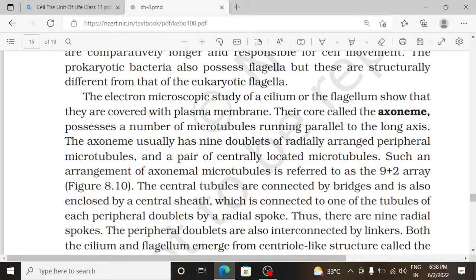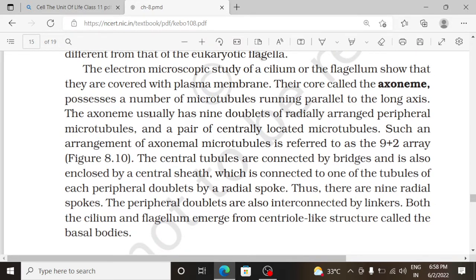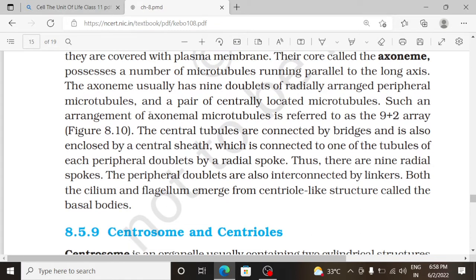The electron microscopic study of a cilium or the flagellum shows that they are covered with plasma membrane. Their core, called axoneme, possesses a number of microtubules running parallel to the long axis. The axoneme usually has 9 doublets of radially arranged peripheral microtubules and a pair of centrally located microtubules. Such an arrangement of axonemal microtubules is referred to as the 9+2 array.